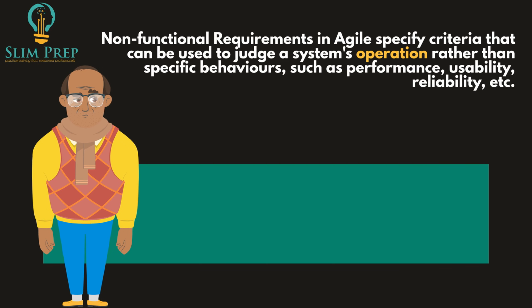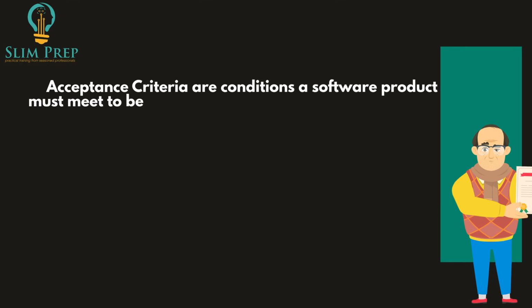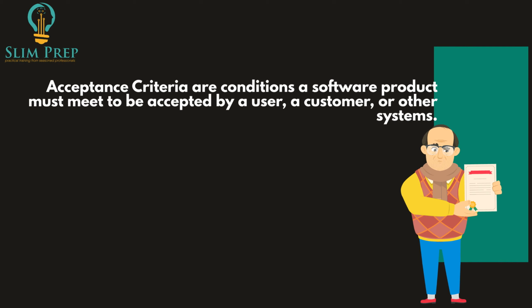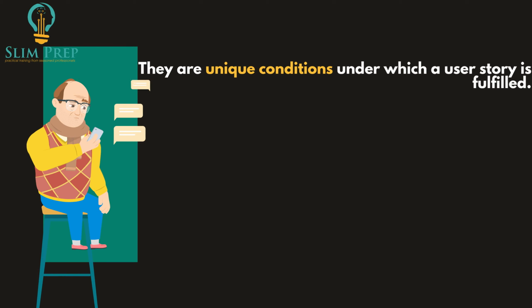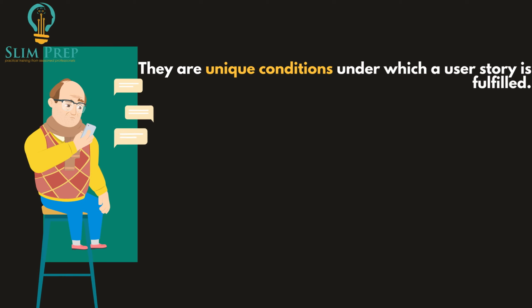Non-functional requirements in Agile specify criteria that can be used to judge a system's operation rather than specific behaviors, such as performance, usability, reliability, etc. Acceptance criteria are conditions a software product must meet to be accepted by a user, a customer, or other systems. They are unique conditions under which a user story is fulfilled.